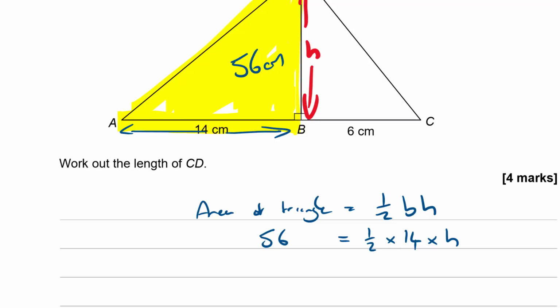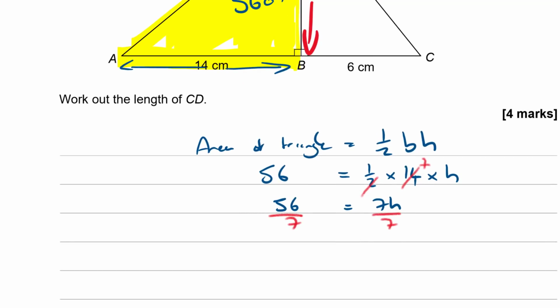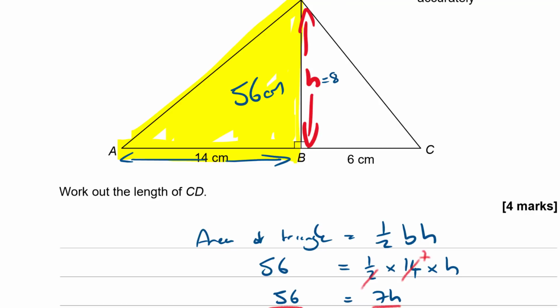Okay? Right, what can we do with this then? So, half of 14, that's 7, isn't it? So actually what I've got here is 56 equals 7h, and then dividing both sides by 7. Sevens into 56 go 8 times. So that means that h is equal to 8. Okay, so now we know how tall this triangle is. It's 8. Now we want to find the length CD, which is this length here.